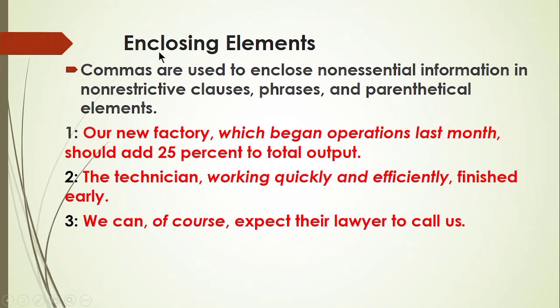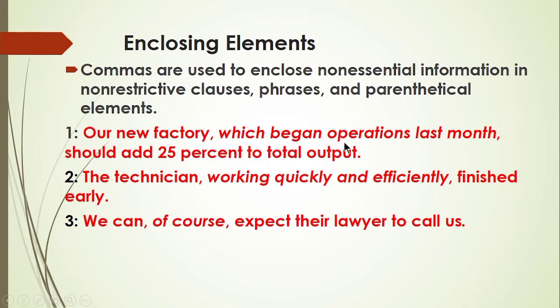Next, enclosing elements. Sometimes we have additional non-essential information. So commas are used to enclose non-essential information in non-restrictive clauses, phrases, and parenthetical elements. Remember, sometimes in between sentences we bring clauses or phrases or some parenthetical information or elements which are not essential for the structure of the sentence. So such information is separated with the help of commas. For example, our new factory, comma, which began operations last month, comma, should add 25% to total output.